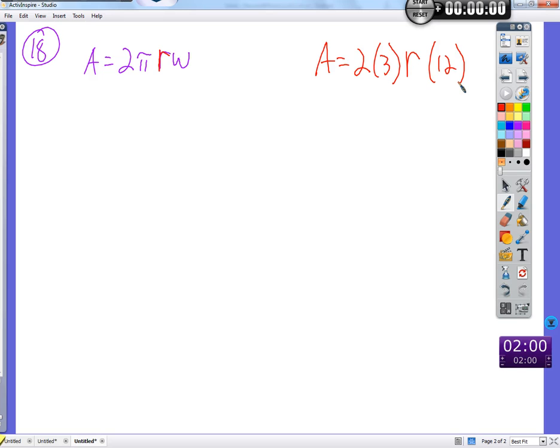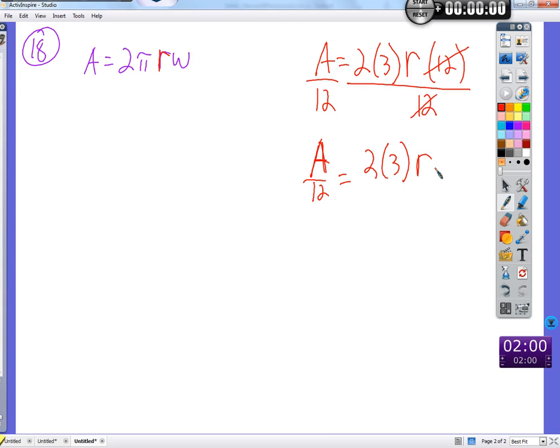What's that? Okay, so because of this, subtract 12. What do you think? Divide by 12? Yeah. If we subtract 12, that's not the inverse operation of multiplication. Want to divide by 12? Because it cancels that 12 out. So now we have A divided by 12 is equal to 2 times 3 times R.